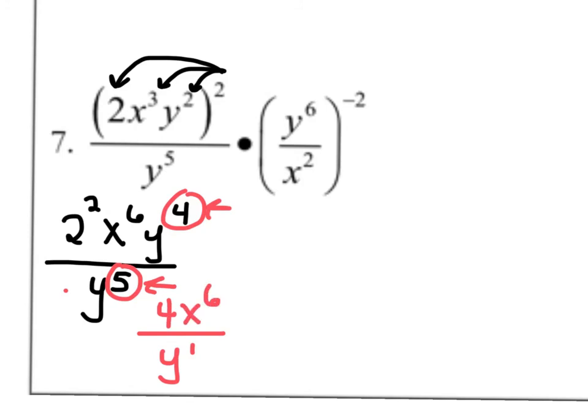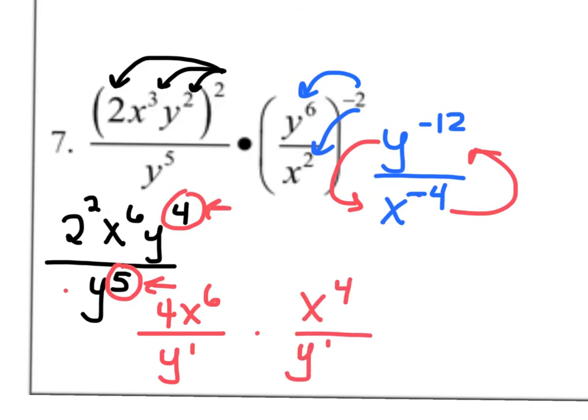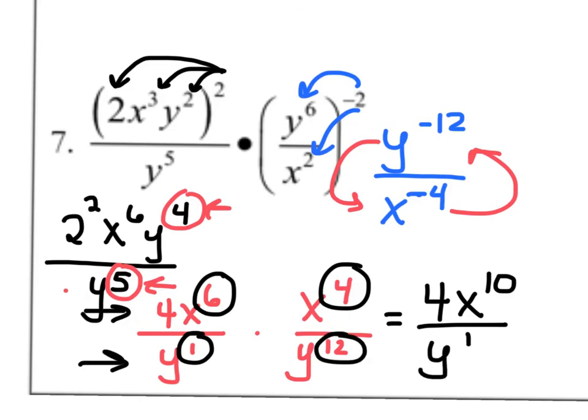All right, let's work on the second thing. That negative 2 goes to both the top and bottom. y to the negative 12th over x to the negative 4th. We don't like the negative exponent, so the top one needs to go down, bottom one needs to come up. We're just going to flip this baby around. We got x to the 4th on top now, and y to the 12th on the bottom. Not quite done, guys. Now we're just multiplying across the top, across the bottom. When we multiply like bases, we add our exponents. 4x to the 10th over 1 plus 12, y to the 13th. There you go.